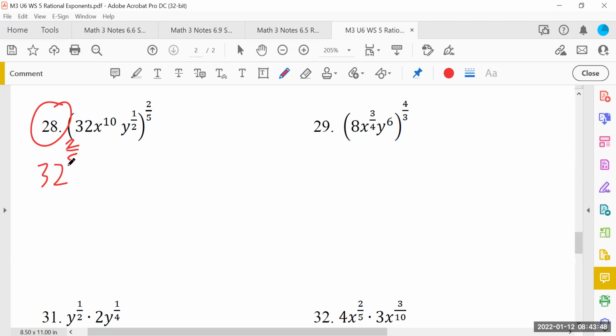Times x, times 5. Yep. y to the 1/2 times 3. Perfect. Is everybody good with that first step? We're just making sure that exponent makes it into all 3 pieces.